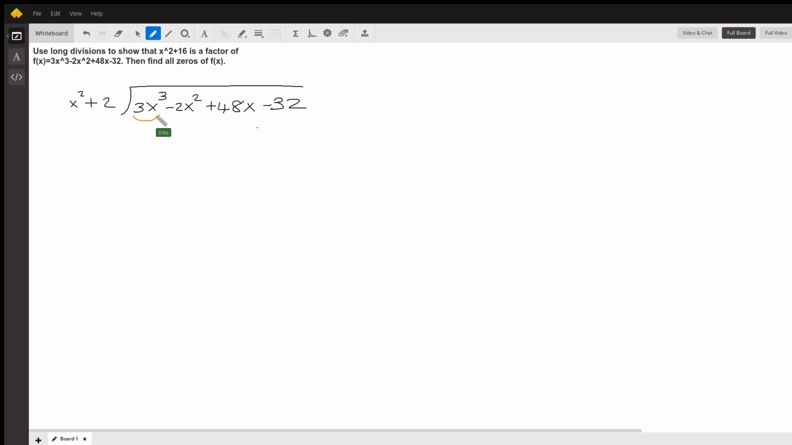We take the first term of the function that I want to divide, and the first term of the one I'm dividing by, and I divide them, meaning I do 3x cubed divided by x squared. X cubed and x squared reduce, and you get 3x. The 3x you'll write over here. It will be the first term of your answer.